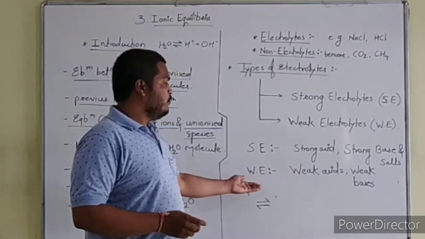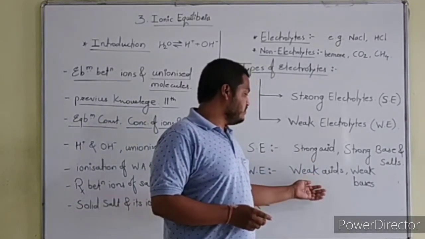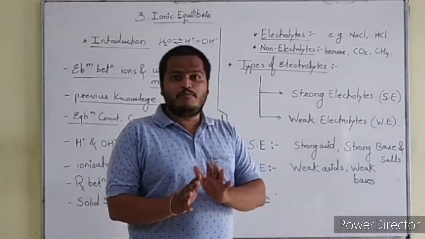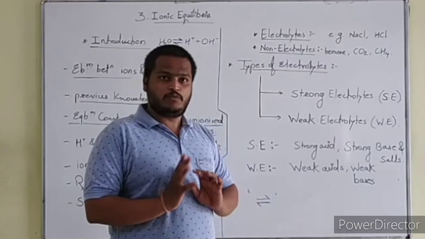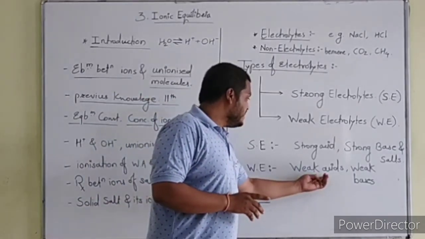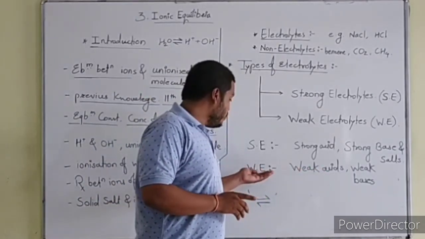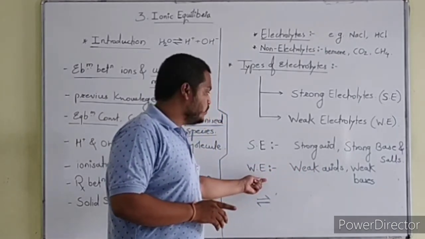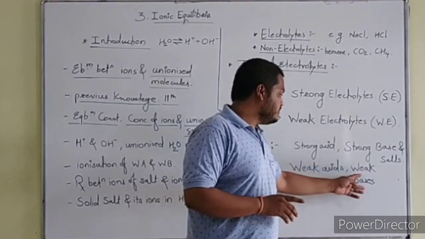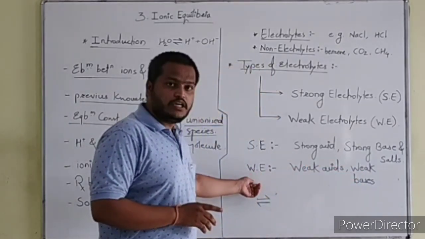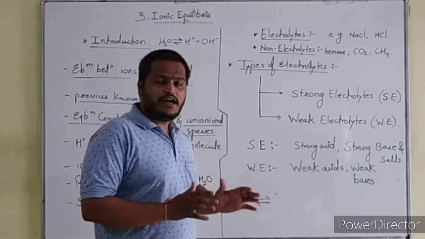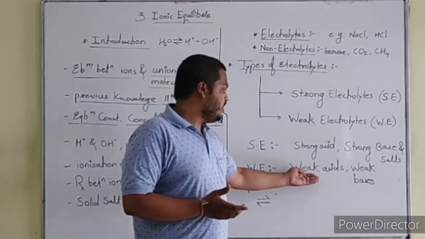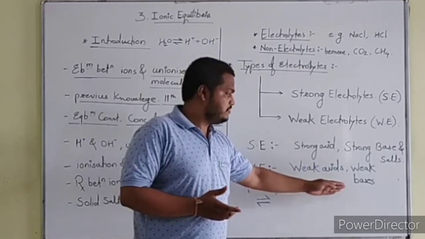Next, weak electrolytes. For weak acids, complete dissociation is not possible. Therefore, some acids which show this property come under weak electrolytes, and weak bases also come under weak electrolytes. Complete ionization or dissociation is not possible for weak acids and weak bases.